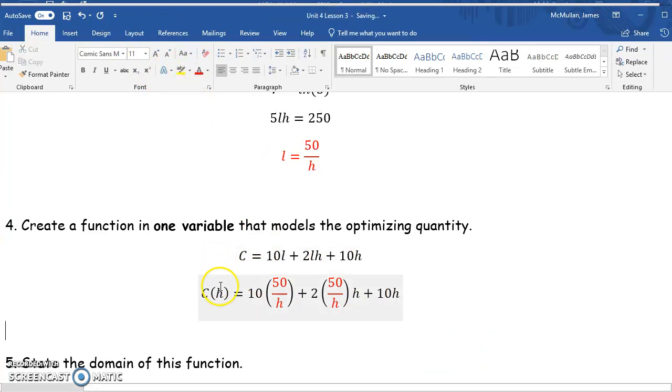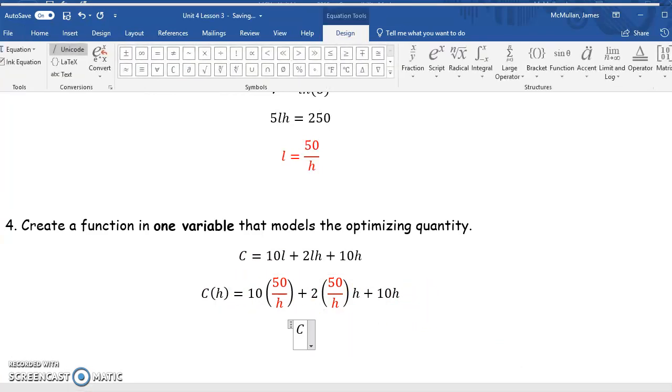And the reason this step is so important is because now it's a function in terms of one variable. So I'm going to clean it up. C of H equals, here I get 500 over H. Here I get 100 because the H and H cancel. And then 10H, right? And this is the equation that I am now interested in minimizing.